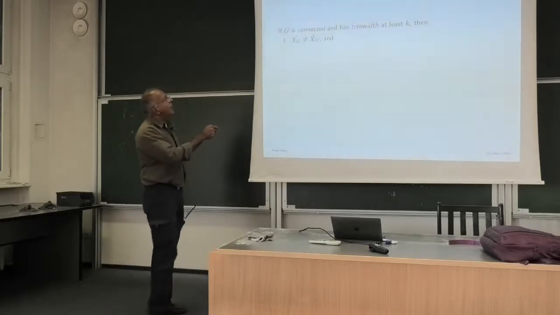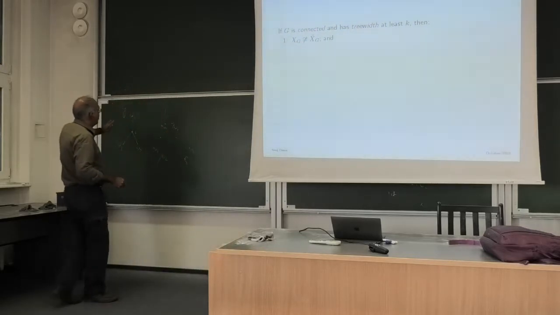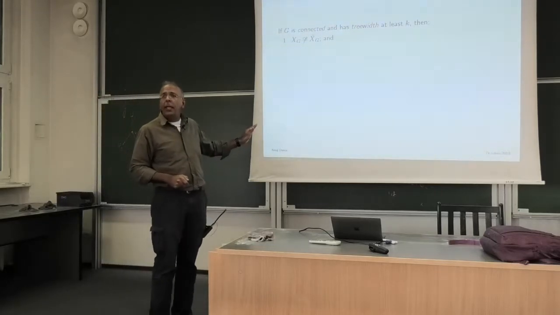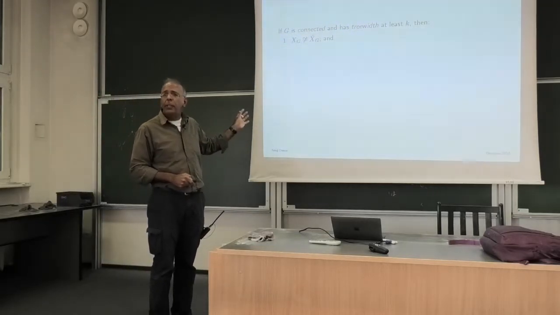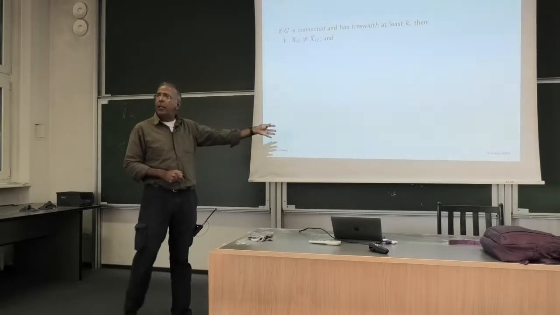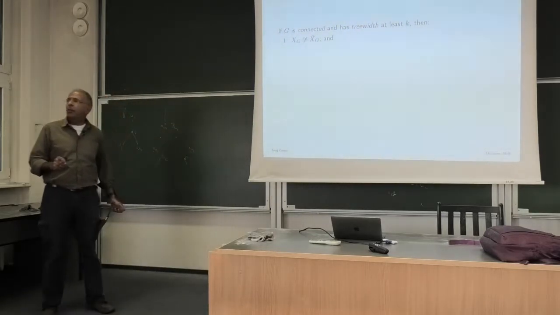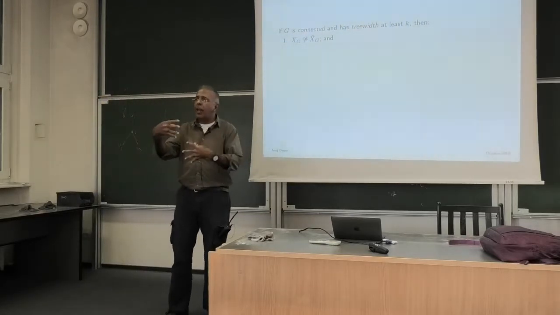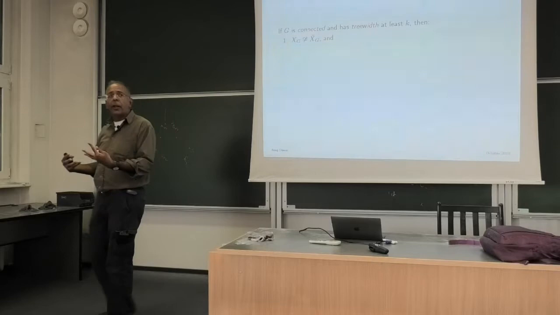So as long as the graph I start with, this original G, is connected and has tree width at least k. Does everyone know what tree width is? I have a definition in a couple of slides, but no? Okay, I'll come to that in a moment. It's basically a measure of connectedness of the graph. High tree width means it's a highly connected graph.